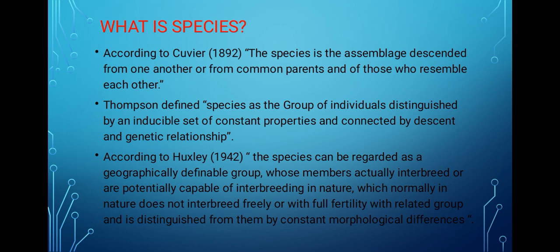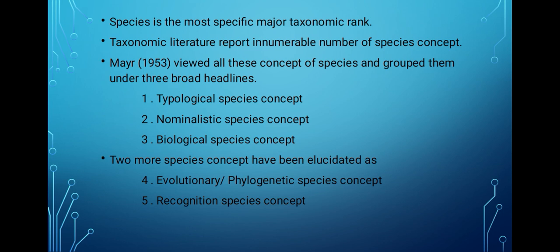Species is a group of individuals distinguished by an indivisible set of constant properties and connected by descent and genetic relationship. Species is the most specific major taxonomic rank. Taxonomic literature reports an innumerable number of species concepts. Mayr in 1953 reviewed all these concepts of species and grouped them under three broad headlines: typological species concept, nominalistic species concept, biological species concept. Two more species concepts have been elucidated: the evolutionary or phylogenetic species concept, and the recognition species concept.